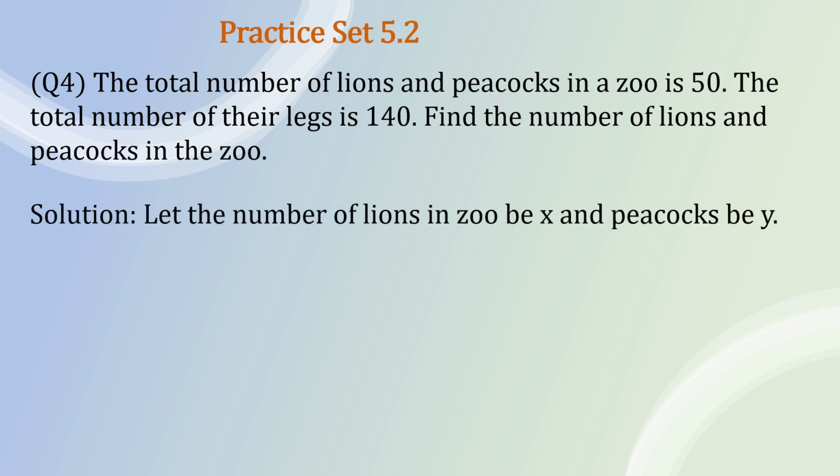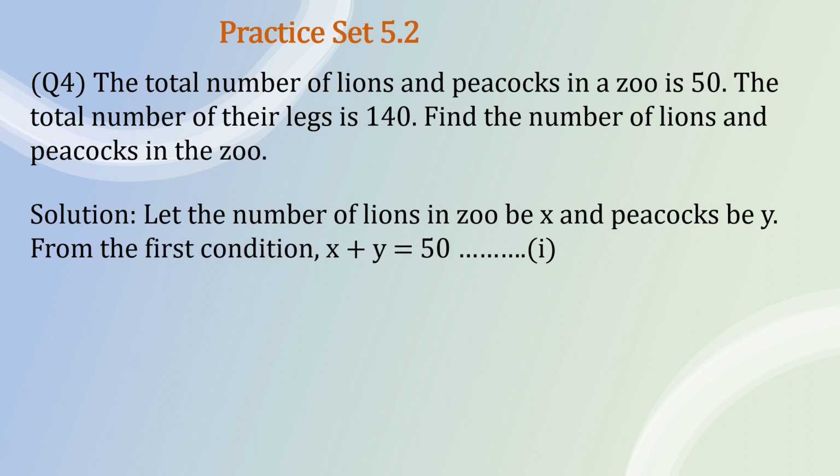Let the number of lions in the zoo be x and peacocks be y. So as per the first condition, it will be x plus y equal to 50. If you see the question, students, it is given that the total number of lions and peacocks in the zoo is 50. This is your first condition, so you'll write down x plus y equal to 50. Then the second condition is the total number of their legs is 140. This is your second condition.